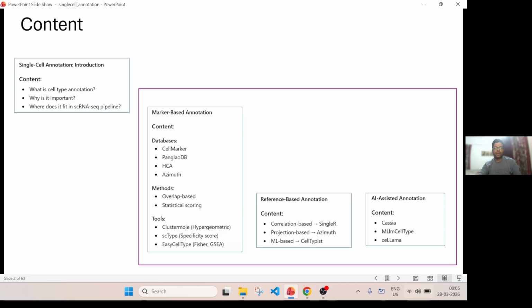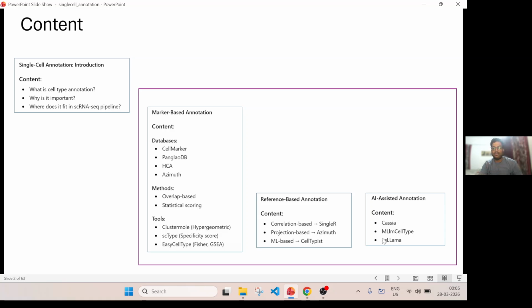And so there are different categories of tools available with this reference based approach. Some are correlation based like SingleR, and we have some projection based methods like Azimuth, and we also have some machine learning based logistic regression models. Some tools like CellTypist will help us do the cell typing based on this reference data. Okay.